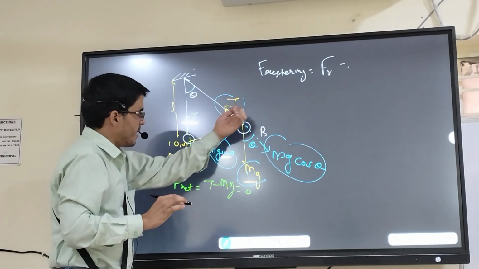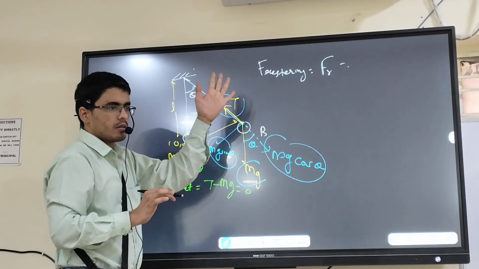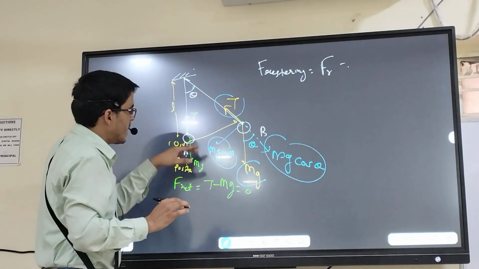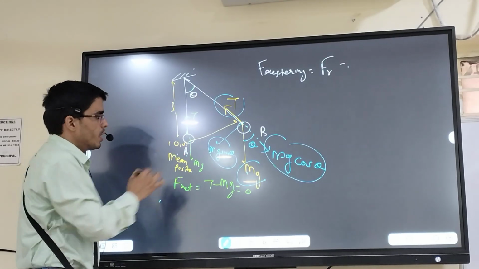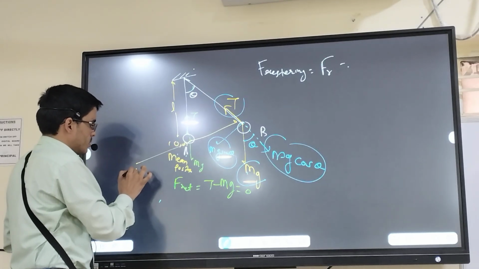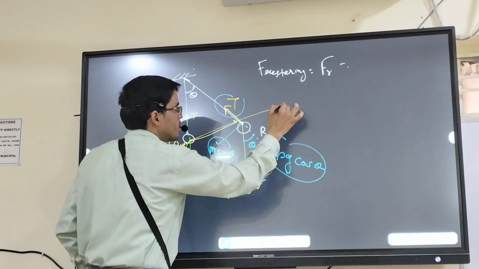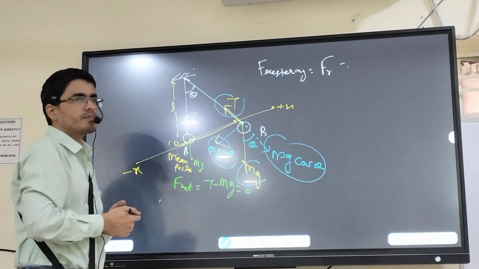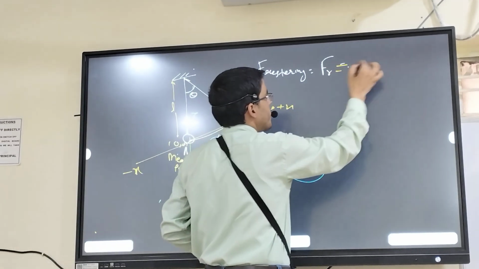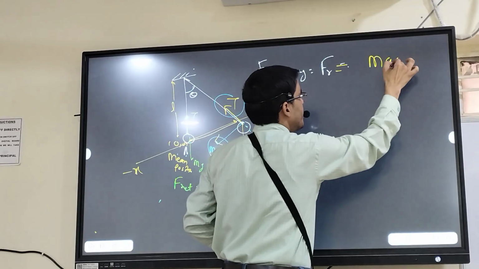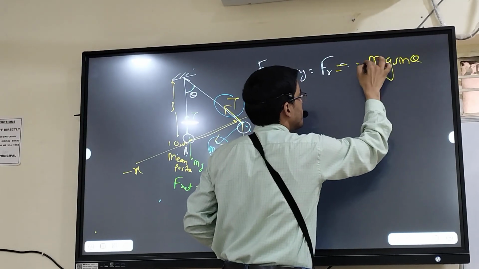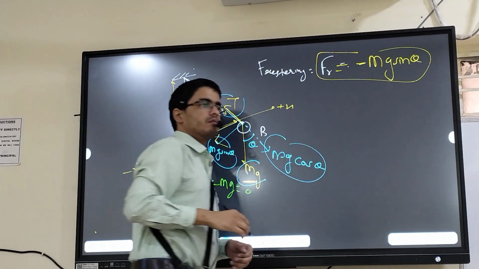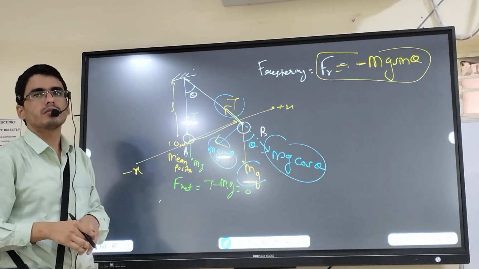Your mg sin theta, along minus x or plus x? Plus x. That is 0, 0. So that is now minus x and that is now plus x. So your mg sin theta is along minus x. This is the restoring force. Do we write mg sin theta or minus mg sin theta? Minus mg sin theta. That is the answer: the restoring force.